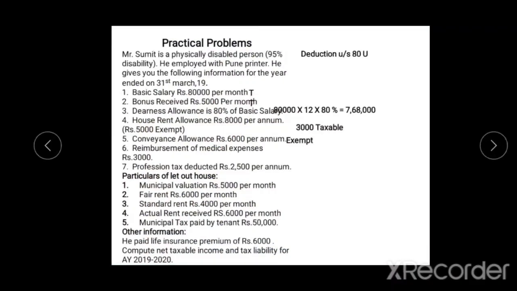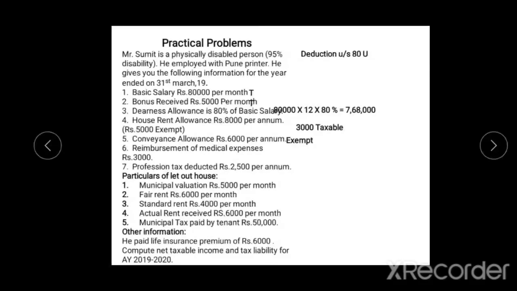Why is it exempt? Because Mr. Sumit is a physically disabled person. If Mr. Sumit were a normal person, then that amount would be taxable. But he is a physically disabled person, so that amount will be exempt. Clear? Let's move further. Reimbursement of medical expenses.